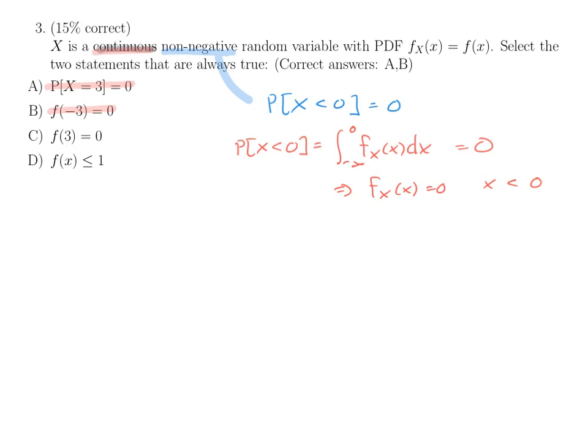And then finally, the other 2 statements are wrong. C and D are wrong. The PDF at 3 could be anything. I haven't told you enough information. And similarly, the PDF at various values of x could be bigger than 1 or less than 1 or whatever. Those 2 statements could be true for some PDFs, but in general are not true. Okay, so let's go on to the next question.